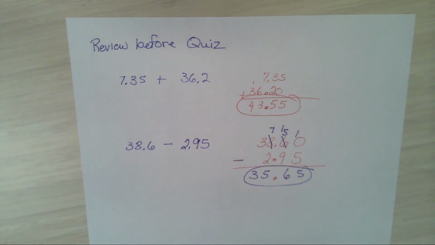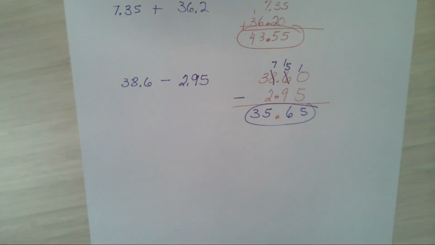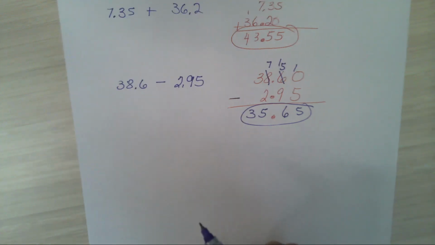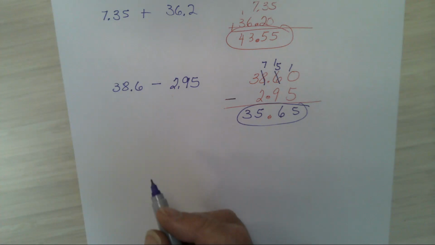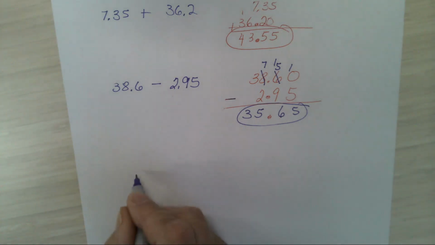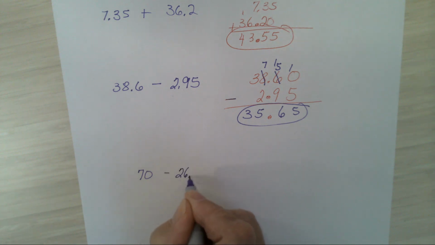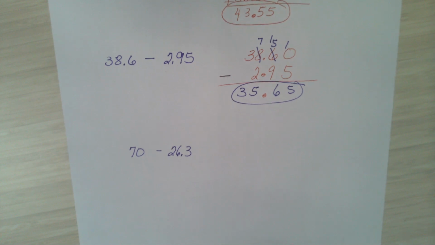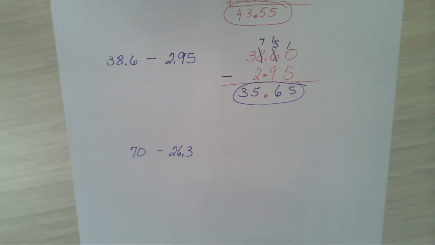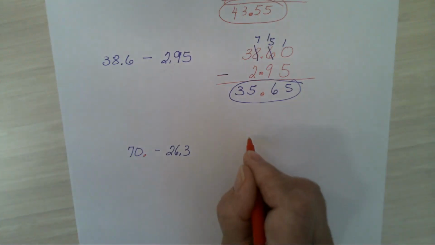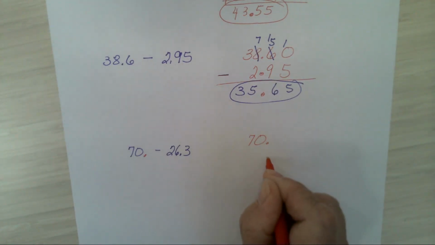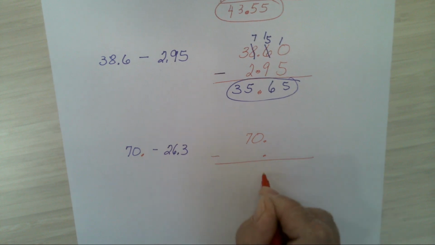Now, let's look at another problem that you are going to see. Something that looks like this. How about, we're going to do another subtraction problem with a whole number. 70 minus 26.3. All right. There is no decimal point in 70. Where do you put the decimal point, class? Yes. You're going to put the decimal point behind it. Okay, so now 70, decimal point.